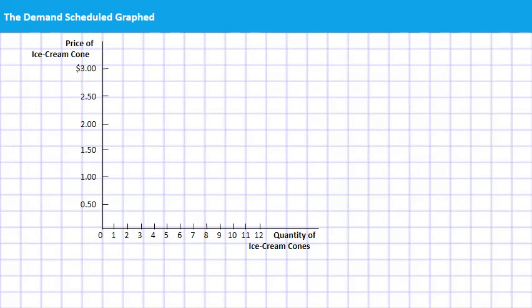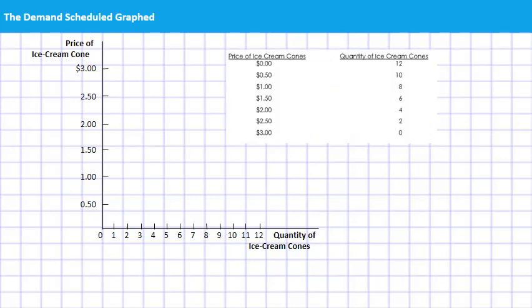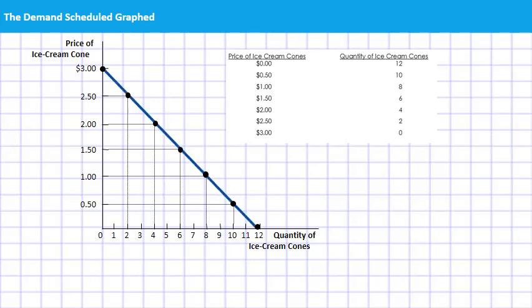Okay, so let's graph this demand schedule. So what we're noticing here is our demand schedule. I have it over here, our price of ice cream cones and our quantity. So let's put it on the graph. Notice that price is our vertical axis, quantity is our horizontal axis. This will always be the same. So we first go in, plot our points along our graph, and so we get our points and then we draw our line. So this is our demand schedule, and this is what it looks like. So this is the demand curve that represents the visual of our demand schedule.